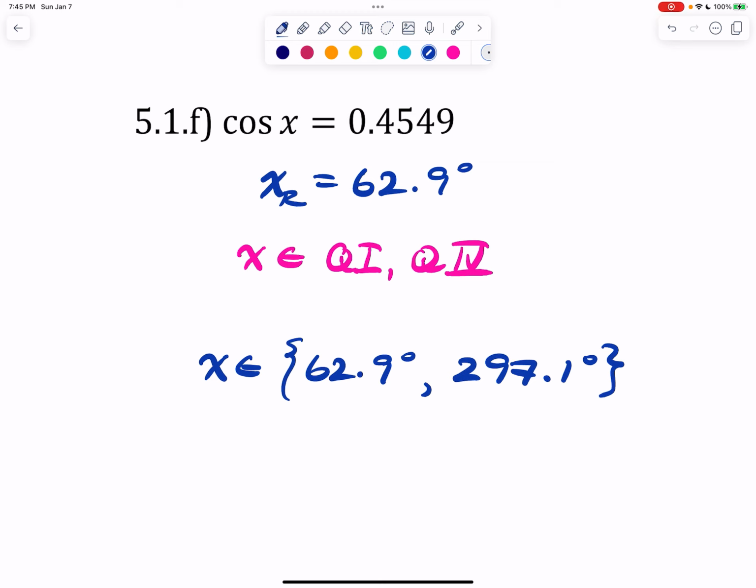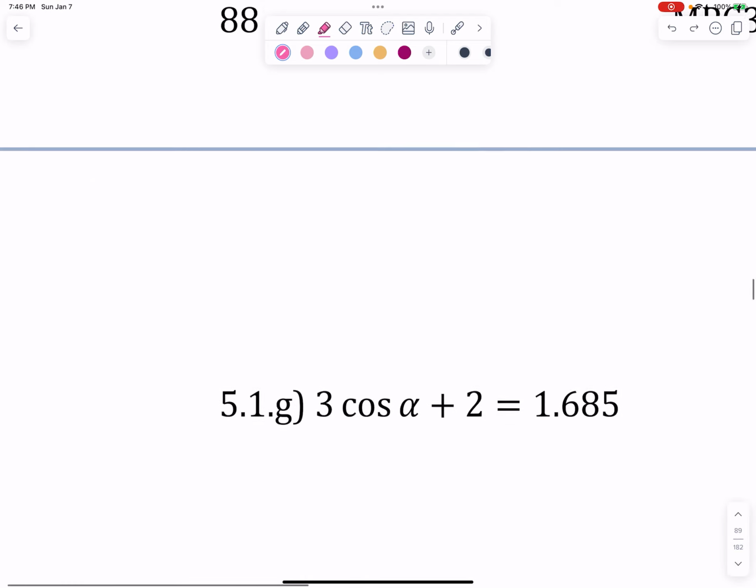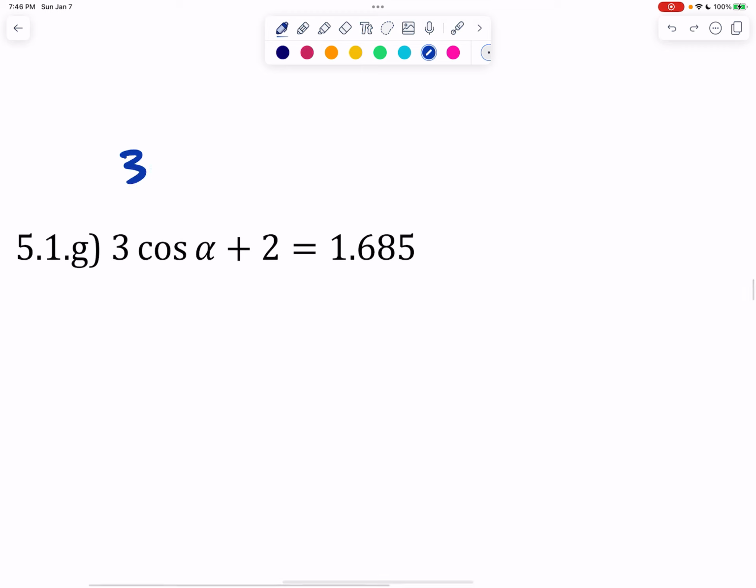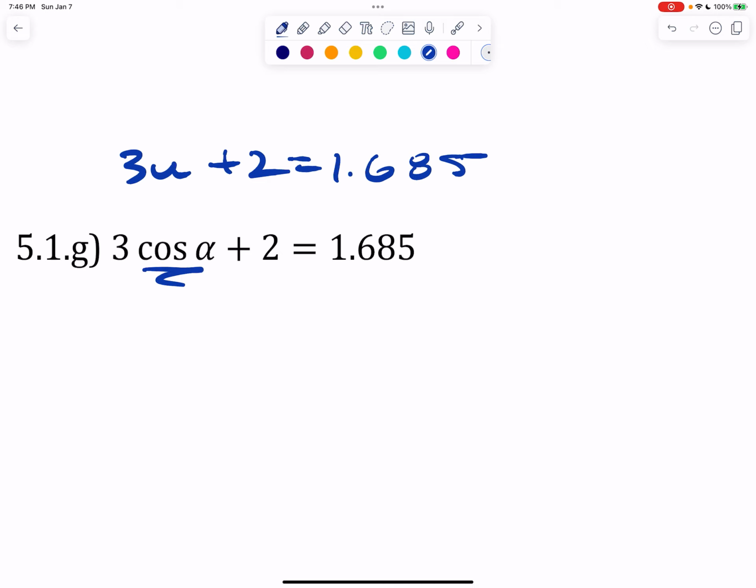So we can solve other trig equations where the trig ratio itself has not yet been isolated. We'll have to use our skills of solving linear or quadratic, regular, non-trigonometric equations in order to do so. Like over here, we've got this trig ratio, but it's being bothered by a couple of pieces. There's this 2, and there's this 3. And just as we would solve something like 3u plus 2 is 1.685 for u, we're going to solve for cosine alpha in the exact same way.